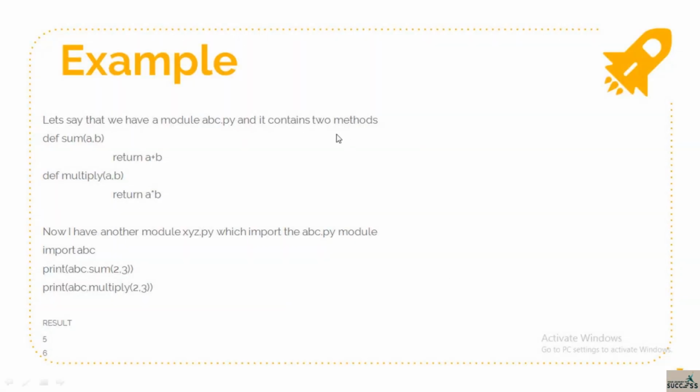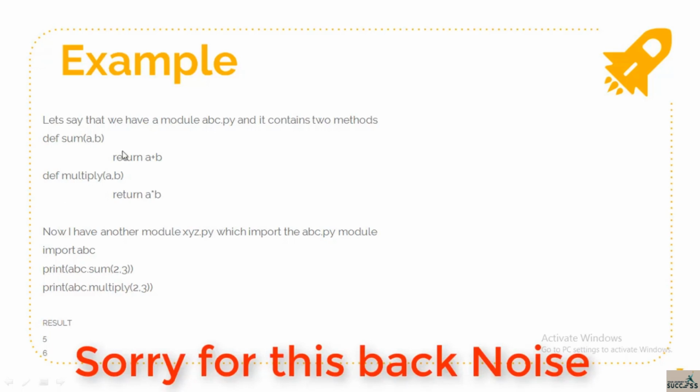Now let's say that we have a module abc.py and it contains two methods, sum and multiply. Now I have another module xyz.py which imports the abc.py module. So we are importing the abc module that we have created right here, and then with this module name, we are calling the sum and multiply functions that we have defined, and these functions are returning the result right here.